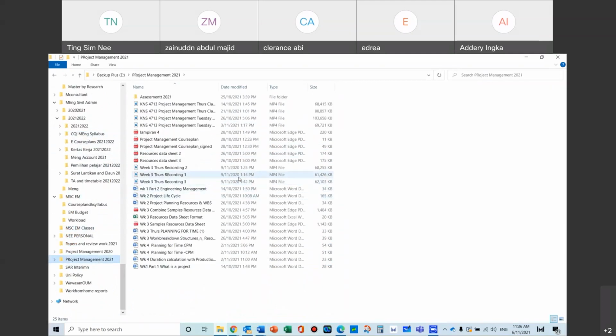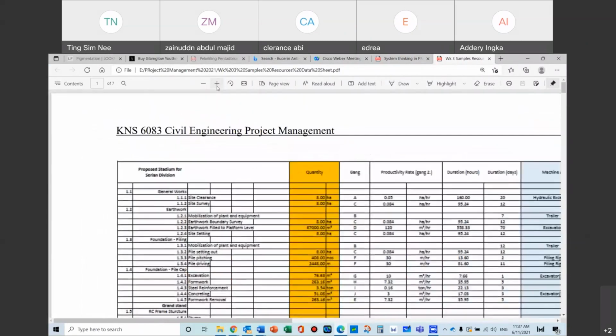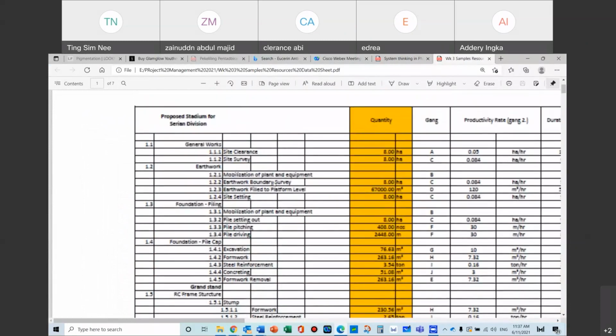I just showed these examples to some of my undergraduate students. You probably have already learned this in your undergraduate studies, and you do that all the time as well doing your work. So this is going to be your work breakdown.